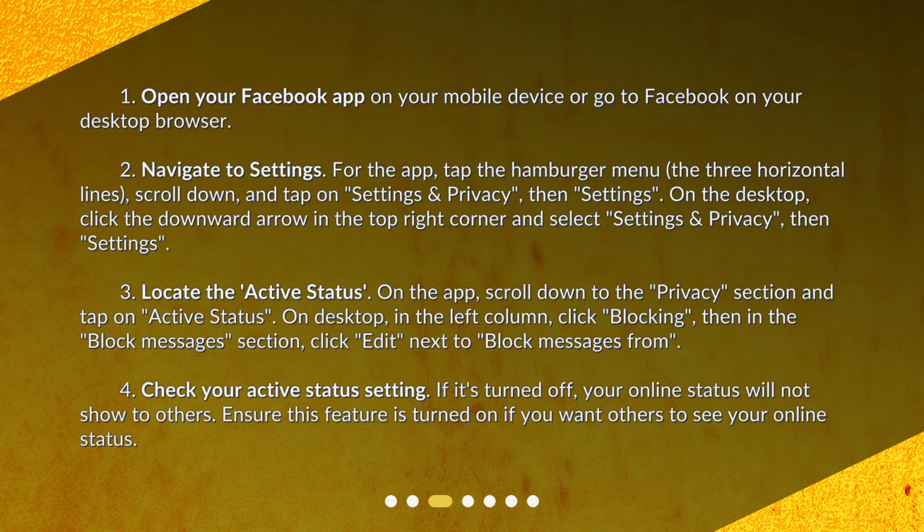3. Locate the active status. On the app, scroll down to the Privacy section and tap on Active Status. On desktop, in the left column, click Blocking, then in the Block Messages section, click Edit, next to Block Messages from. 4. Check your active status setting. If it's turned off, your online status will not show to others. Ensure this feature is turned on if you want others to see your online status.